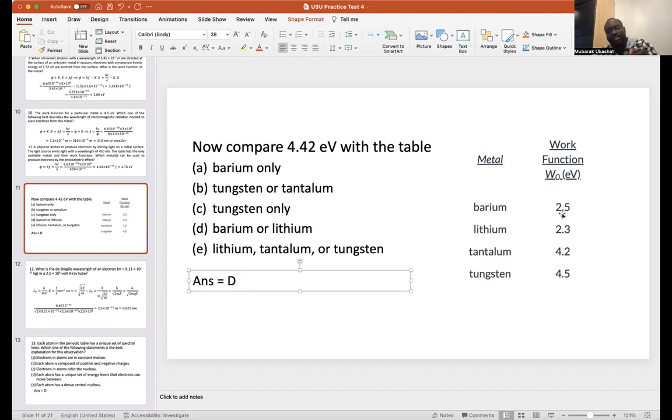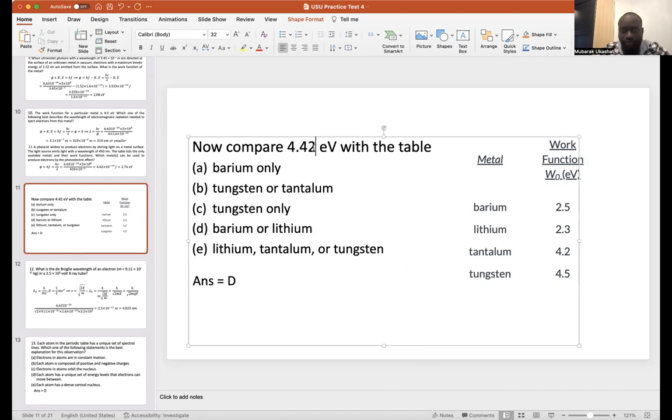So 2.76, this is the work function of this guy. 2.76 is higher. So it will eject electrons with some kinetic energy after subtracting the work function. 2.76 is greater than this guy. I have some, but 2.76 is less than this guy. So it will only eject electrons from barium and lithium. So the correct answer is D for this problem. So it's not 4.42, but 2.76 electron volts. Sorry about that.